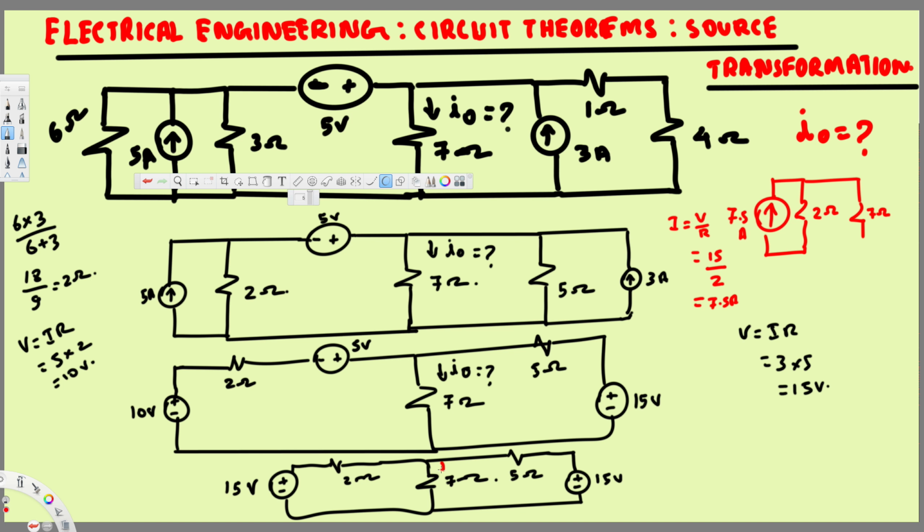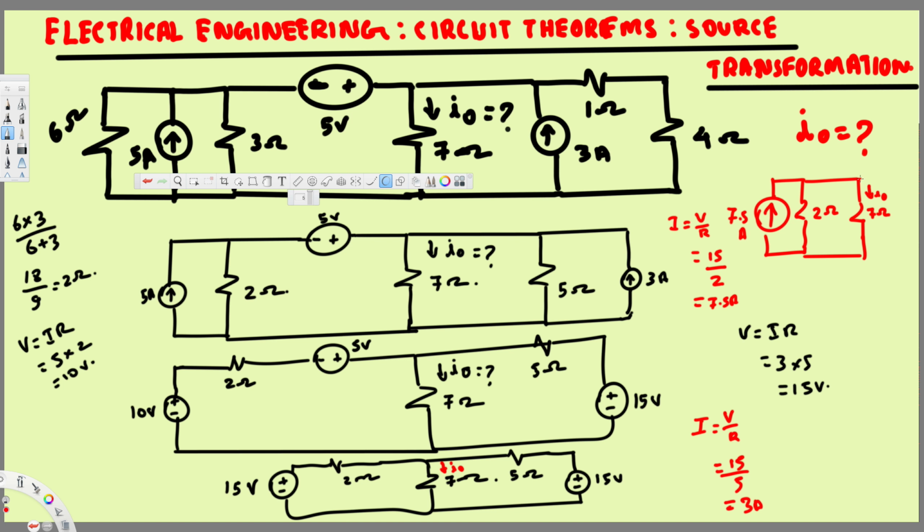I also keep track of this I naught right here. Also we have I naught, and on the other side I'm going to do the same thing. Again I'm going to turn this one into a current source and resistance in parallel. So I is going to be equal to V over R. V is 15 divided by 5, that's going to be 3 ampere right here.